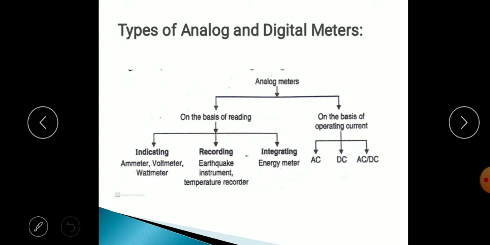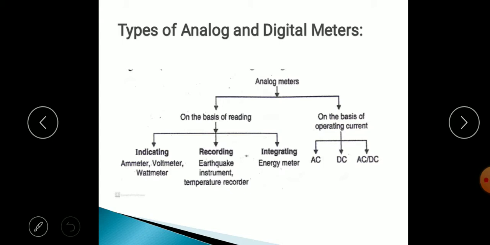In that, this is divided into two sub points. One is on the basis of readings and the second one is on the basis of operating current. On the basis of readings, it is further divided into three parts: indicating, recording and integrating meters. In indicating meters, ammeter, voltmeter and wattmeter are included. In recording devices, we will see earthquake instruments and temperature recorders, and integrating devices like the energy meter.